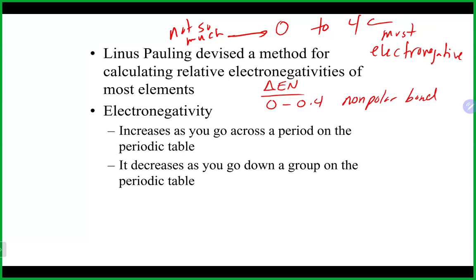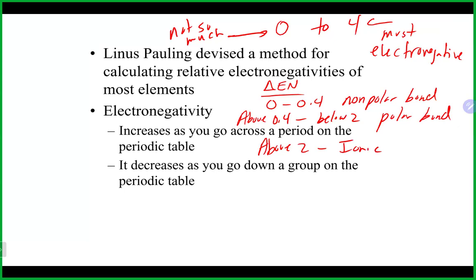So anything above 0.4 to below 2 is considered a polar bond, and unequal sharing basically occurring in that case. And in general, anything above 2 is typically considered an ionic bond, where there's absolutely no sharing but transfer of electrons. I will say that that 2 is sort of an arbitrary number, and there are examples where you will have an ionic bond that has a difference that's less than 2.